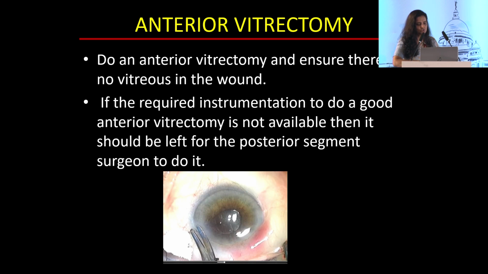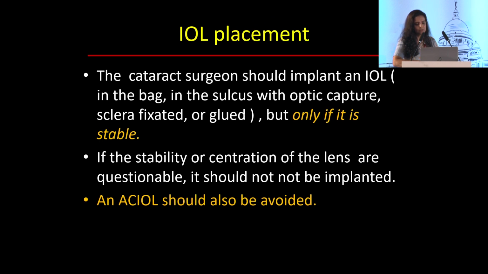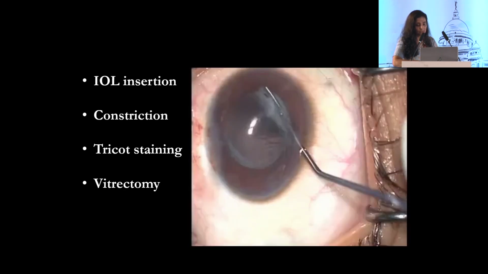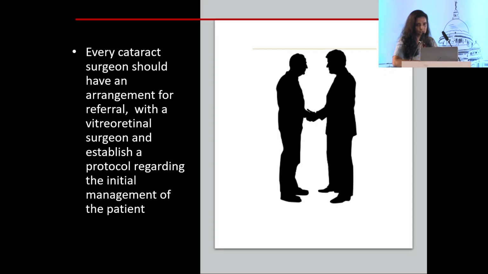The anterior segment surgeon should do a proper anterior vitrectomy and ensure there is no vitreous in the wound. And if the required instrumentation to do a good vitrectomy is not available, then it should be left for the posterior segment surgeon to do it. Retain a good capsular support. IOL placement should be done only if you feel it is stable, and an AC IOL should be avoided in case there's a nucleus drop. Triesence staining can be done in the anterior chamber to look for residual vitreous. The wound should be closed so that there's a non-leaky chamber for the posterior segment surgeon.